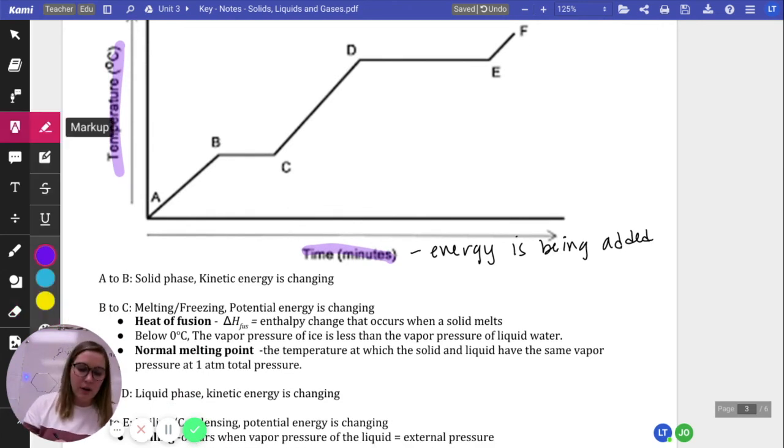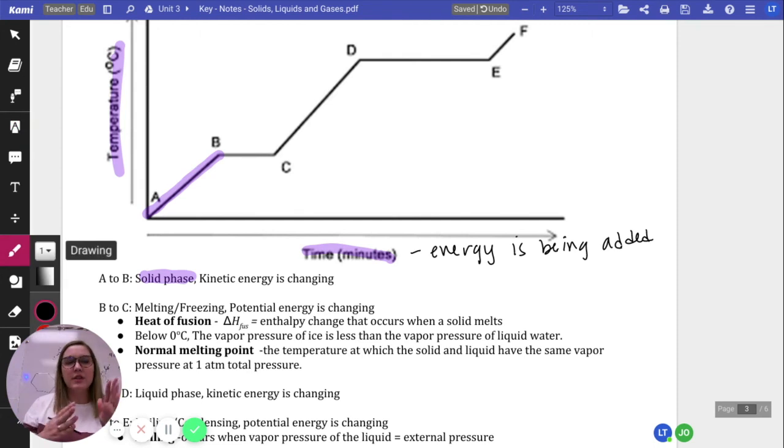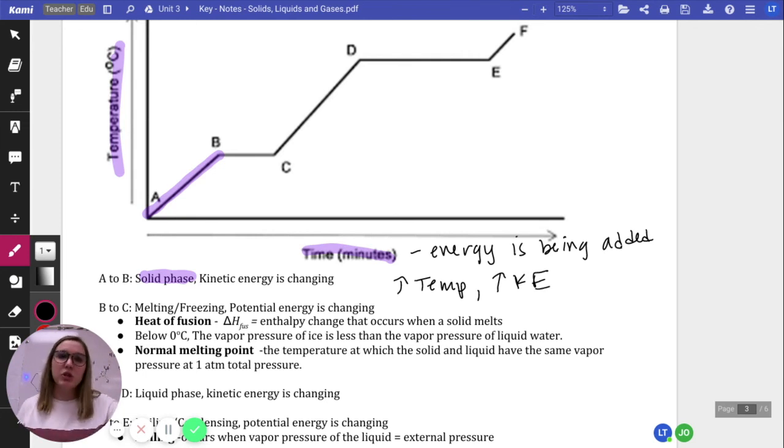So first off, right here on section A to B, this is where we have our solid phase. All that's happening in our solid phase, if I'm moving from A to B, is that I am changing my kinetic energy. If you guys remember, I think we talked about this a few days ago, temperature is directly related to kinetic energy. So as your temperature increases, your kinetic energy is going to increase. As your temperature decreases, your kinetic energy is going to decrease. So they are directly related. So right here, we have a change in our kinetic energy. That's what's going on.